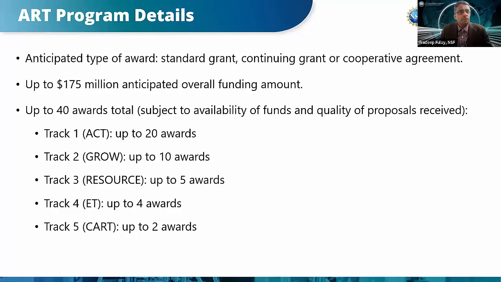Track 4 is about education and training materials. How do we create those? And for track 5, we expect up to 2 awards, which would be coordinating all these activities that would be taking place under track 1, track 2, track 3, and track 4. That is how the program is structured. Once again, I will emphasize that the amounts and the number of awards suggested here are all subject to availability of funding.